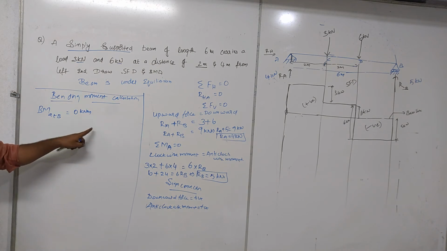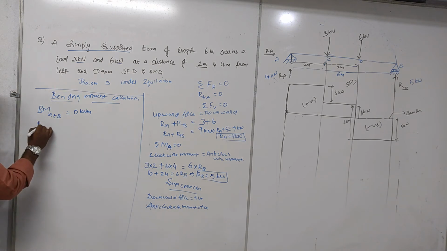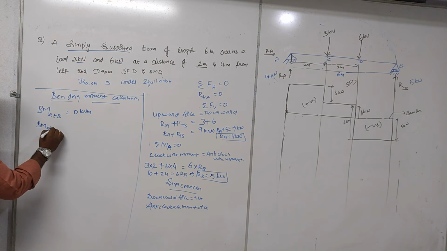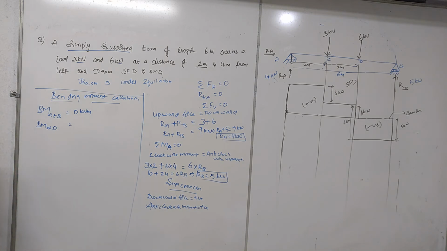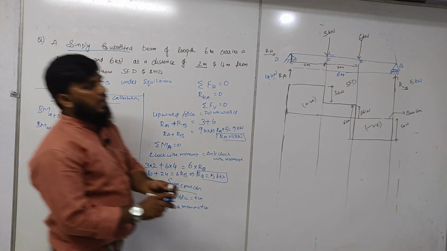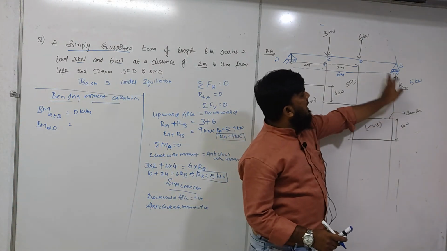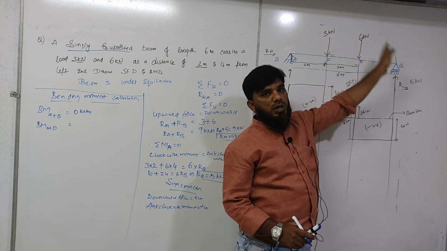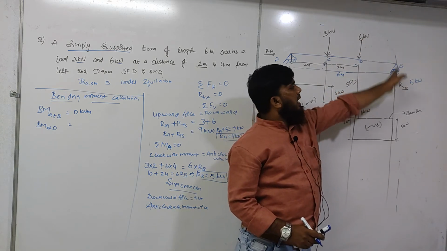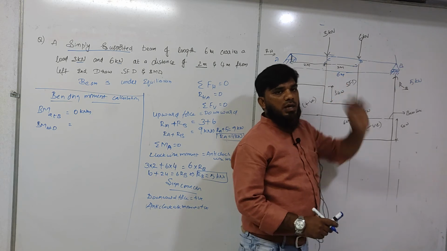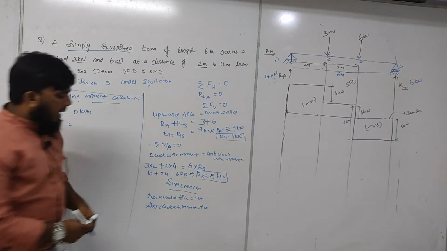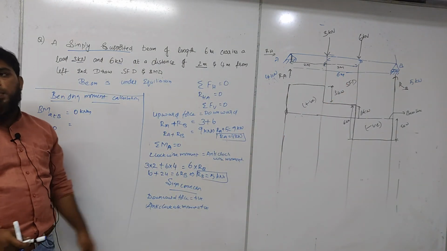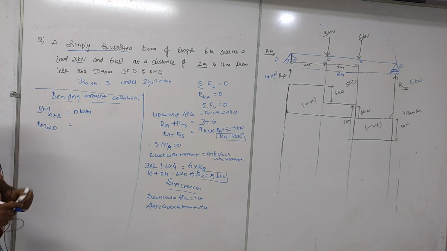Unit is kilonewton meter. Next is bending moment at point D. At point D, what is this RB trying to do? In what direction is it trying to rotate point D? It is trying to rotate in anti-clockwise. Anti-clockwise should be taken as positive.